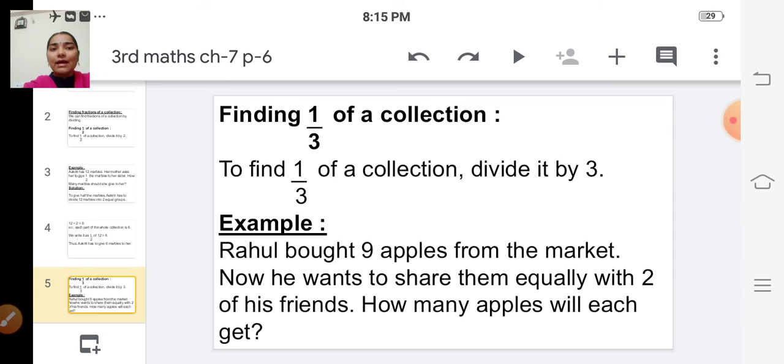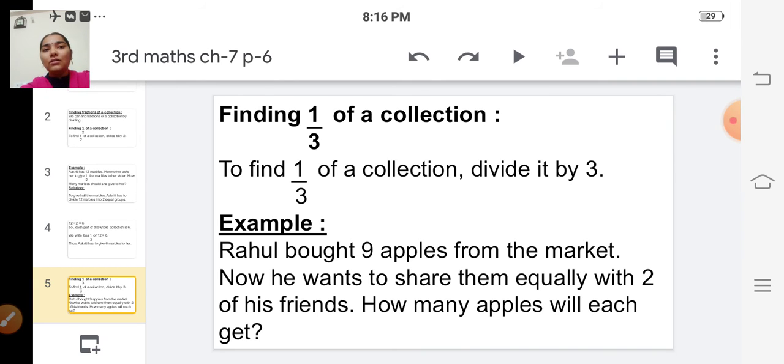Rahul bought 9 apples from the market. Now he wants to share them equally with 2 of his friends.